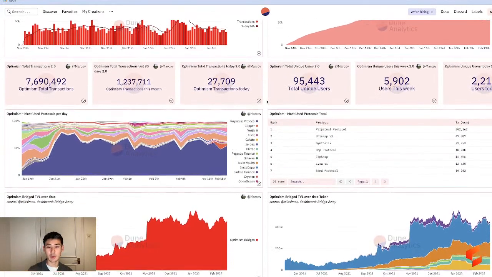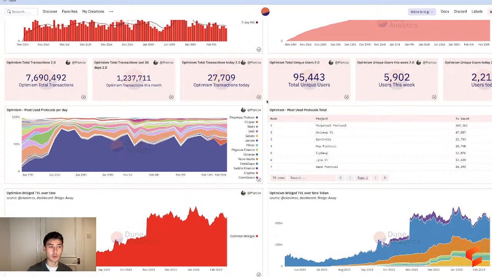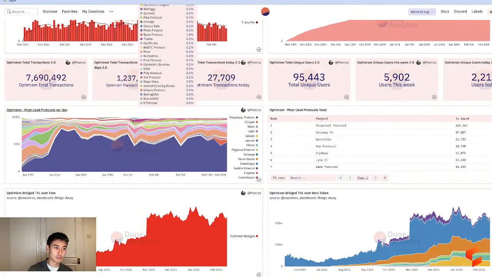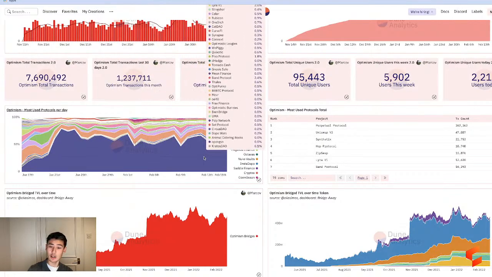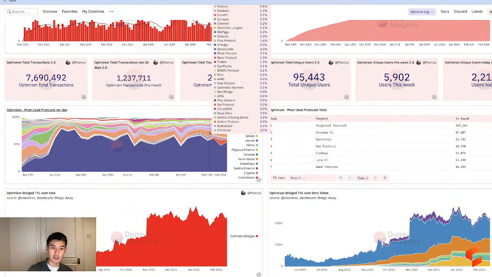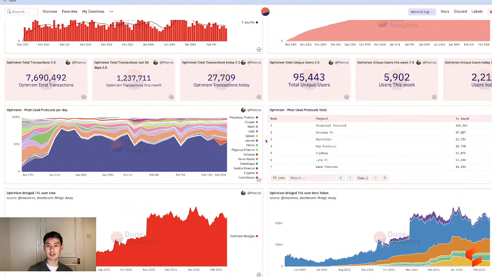Next, I mentioned that we wanted to look at things like use cases. What's the primary use case on this ecosystem, and does my investment fit into that use case at all? What we can see here is that it's primarily trading on Optimism, and we can see that through Perpetual Protocol, Uniswap, Synthetix, a bridge, and over here, the most used protocol per day, it's dominated by Perpetual and Uniswap. So we can see the primary use case is trading.